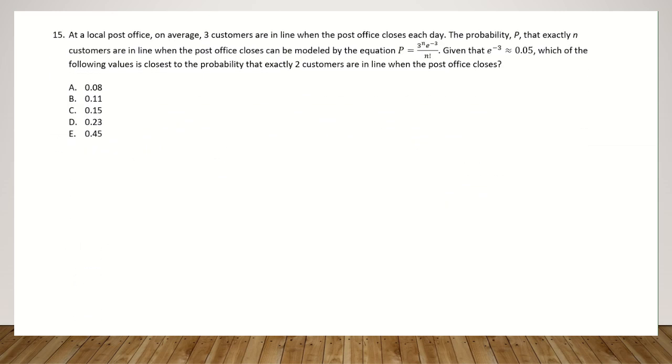Okay, next question. At a local post office, on average, 3 customers are in line when the post office closes each day. The probability, P, that exactly n customers are in line when the post office closes can be modeled by the equation P equals 3 to the power of n times e to the power of negative 3 over n factorial. Given that e to the power of negative 3 is approximately 0.05, which of the following values is closest to the probability that exactly 2 customers are in line when the post office closes?